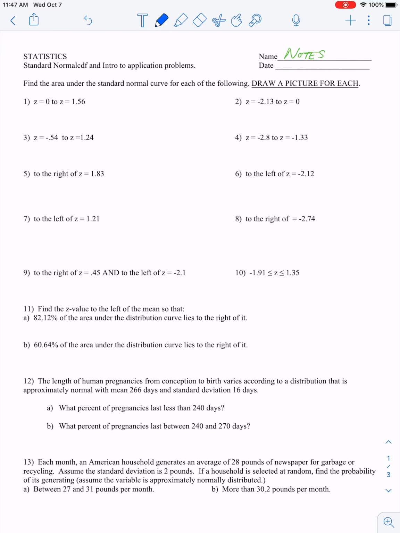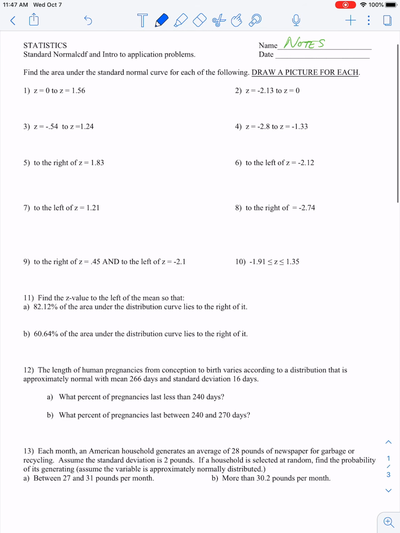Hi everyone. I want to look at some guided notes from your packet here that talk about how to find the area under the standard normal curve, and then use this sheet as a lead-in to what I'll call application problems, where we're actually going to put all these things to use and find some probabilities in real-world kind of problems.